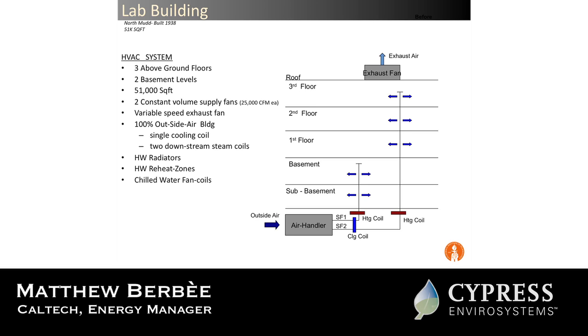There is an air handler in the sub-basement of the building. There's 3 floors above ground, 2 below, 2 big fans, a couple heating coils, and a cooling coil. The air handler is decently smart. It has controls on it that can allow me to modulate all kinds of things, but it cannot see what's in the building. Hence the problem, right? So let me show you.